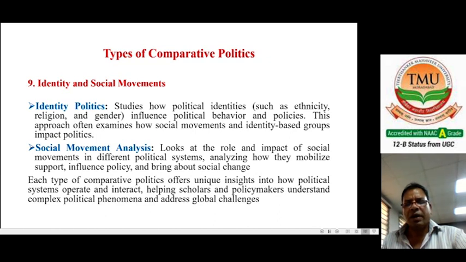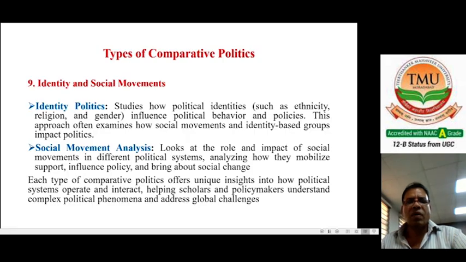Each type of comparative politics offers insight into how political systems operate and interact, helping scholars and policymakers understand complex political phenomena and address global challenges. That is very important.